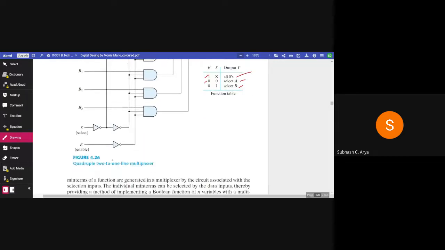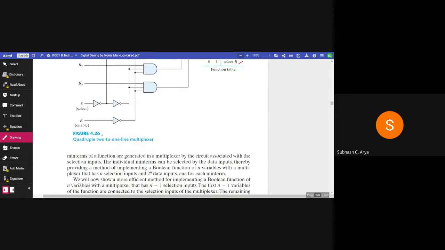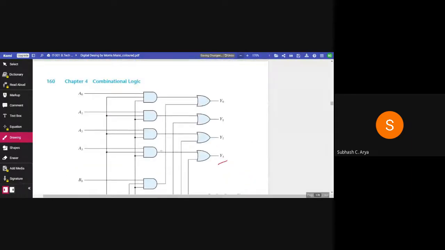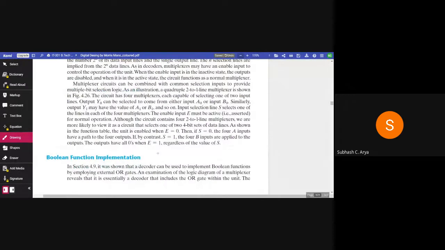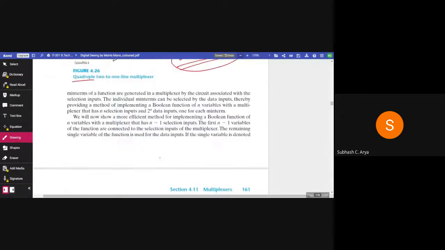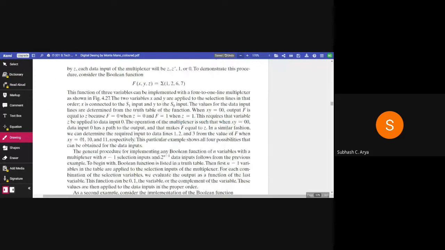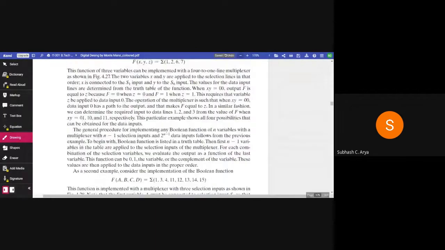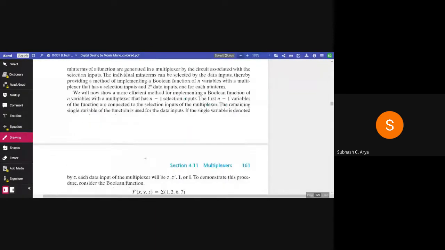I think this circuit is quadruple. Quadruple means 4. So there are 4 of 2 cross 1 multiplexers. But how many in total? They are 4 in number. So this is the diagram of what is called a quadruple multiplexer. Now let us see how to realize a Boolean function with the help of a multiplexer.